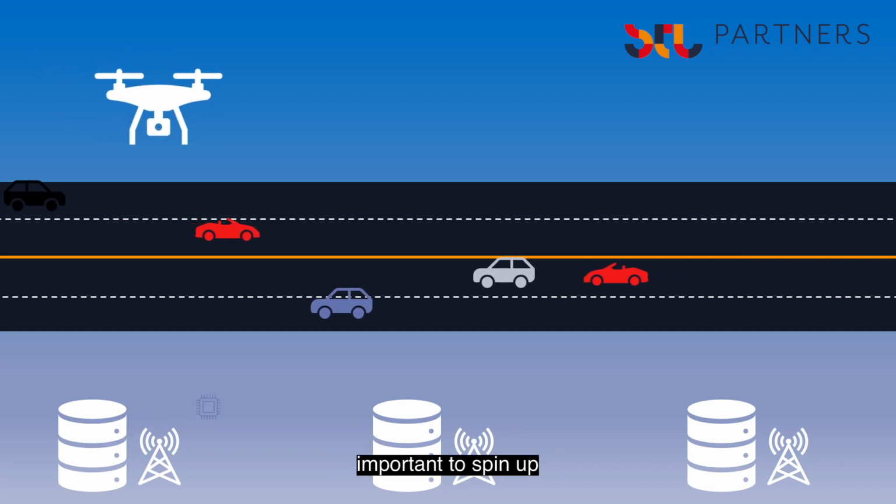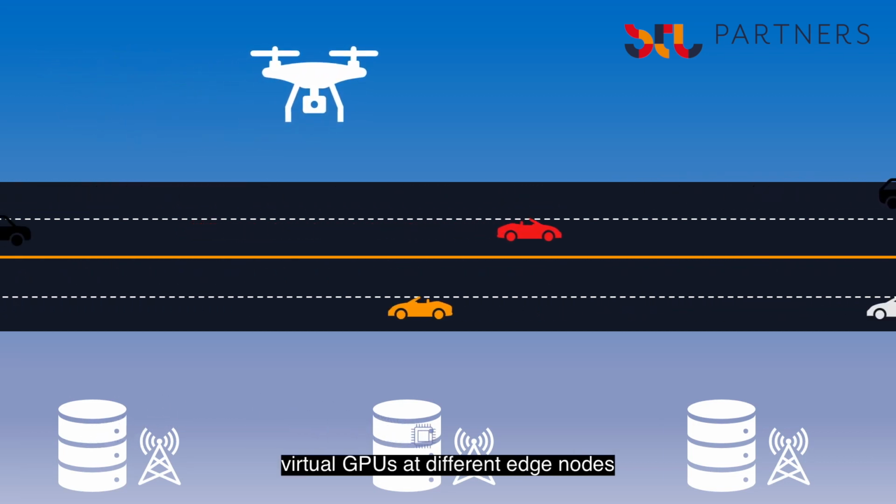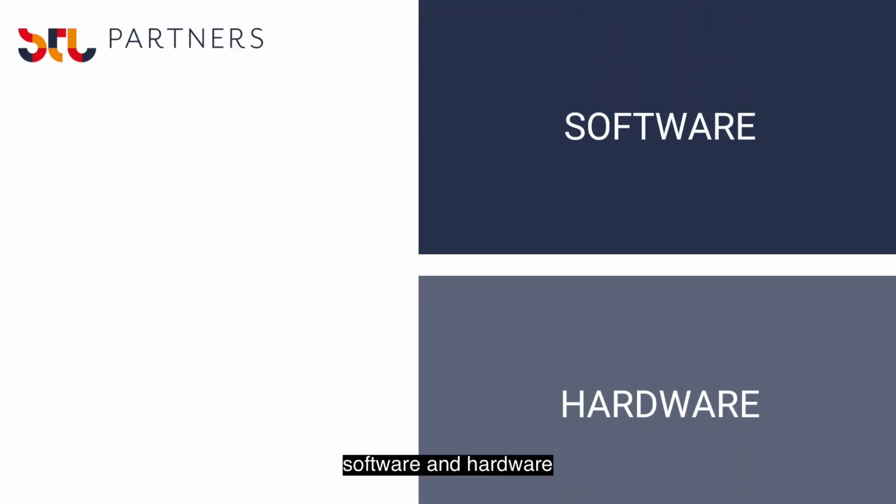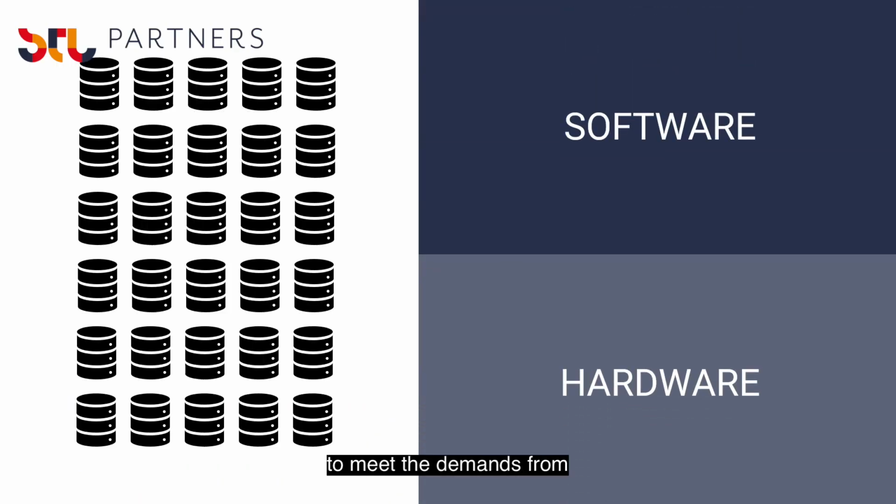Edge orchestration will be important to spin up virtual GPUs at different edge nodes as the drone moves through a wide area, and ensure that software and hardware can perform adequately to meet the demands from analyzing vast quantities of data in real time.